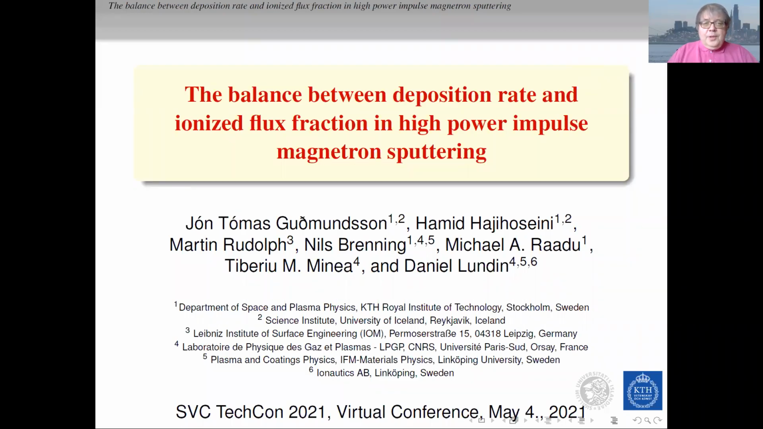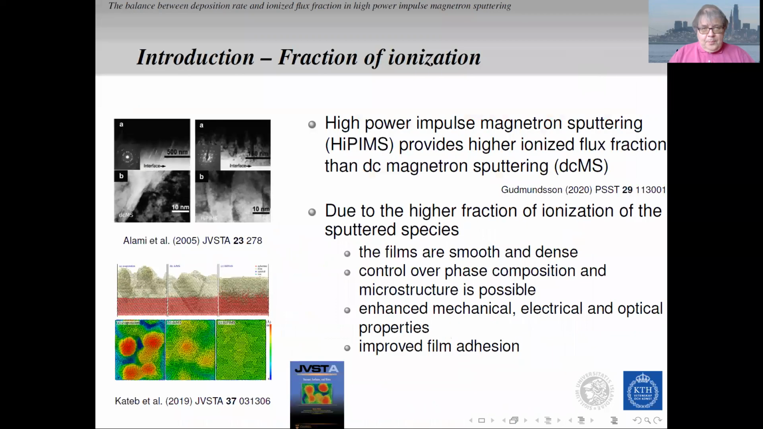Well, good morning or good afternoon. I'm going to talk about the balance between the deposition rate and the ionized flux fraction in the HIPIMS discharge.